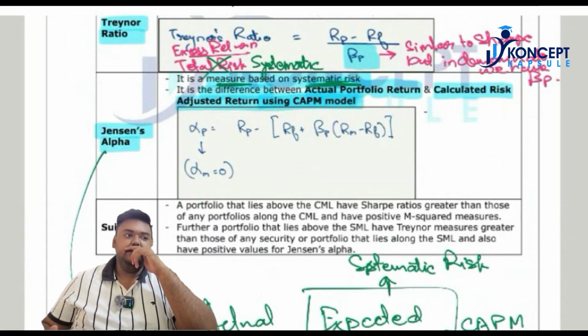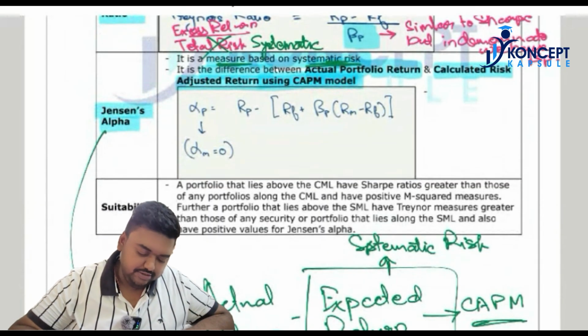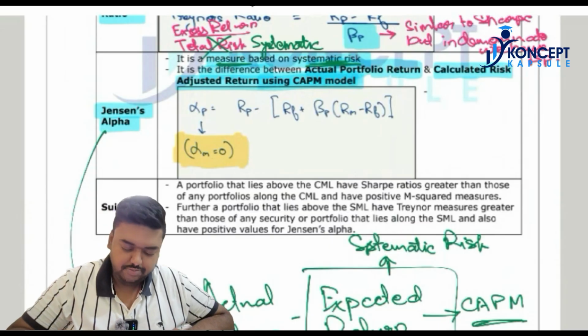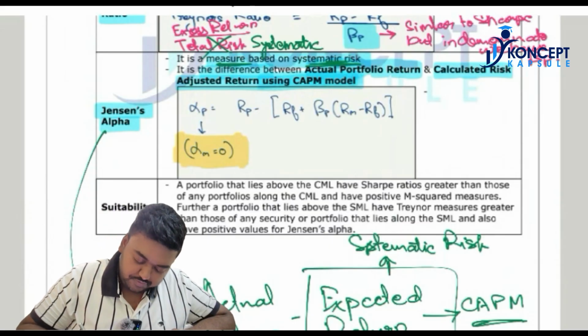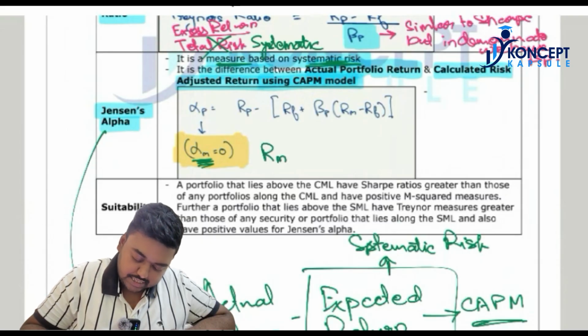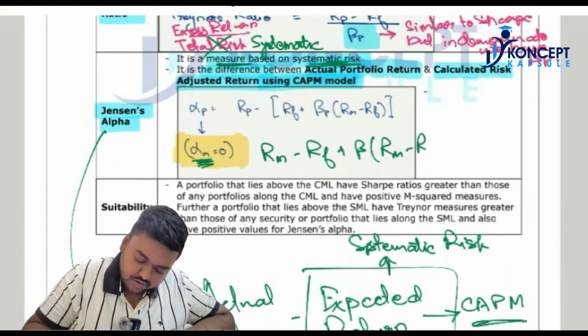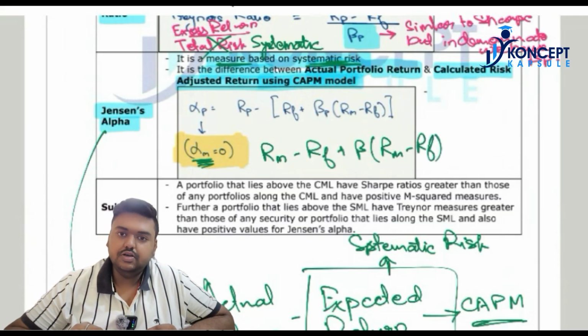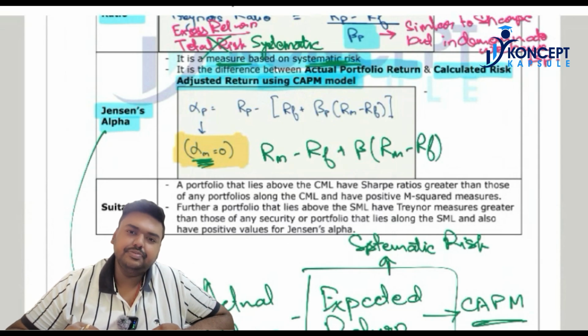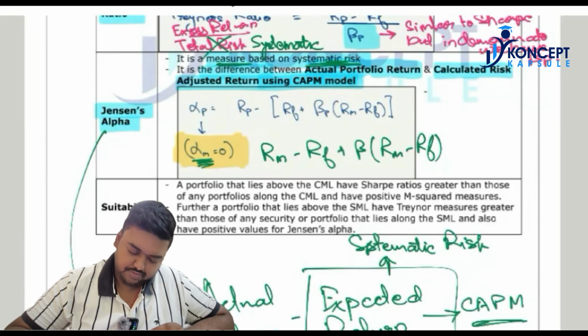Guys, are we clear? See, another point which is mentioned over here is that alpha. What is alpha? Jensen's alpha of the market is 0. Definitely it will be 0. Why? Because if we consider Jensen's alpha of the market, the formula will be RM minus RF plus beta into RM minus RF. Correct? Can we say this?